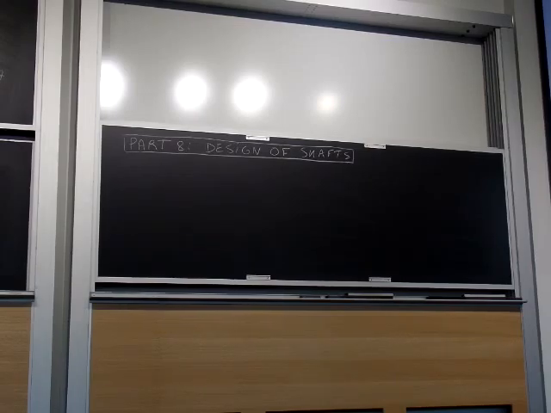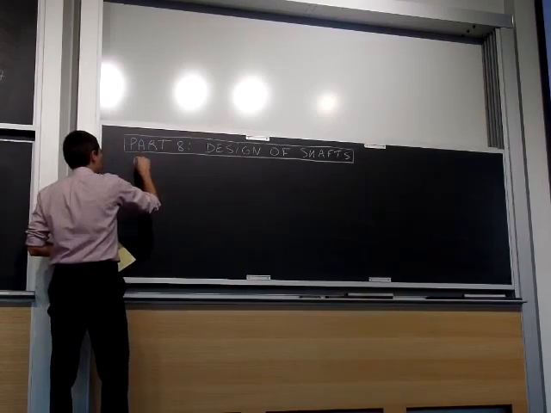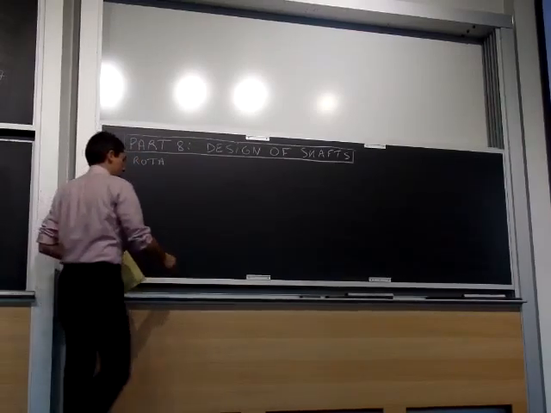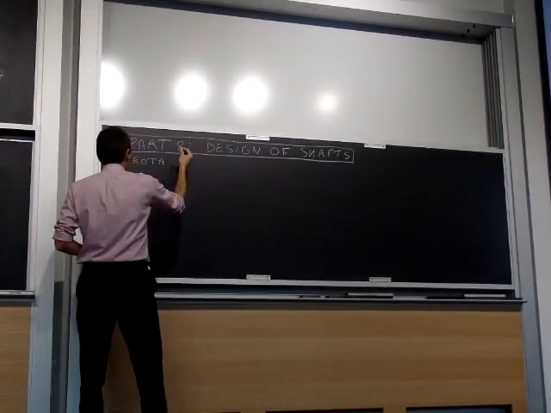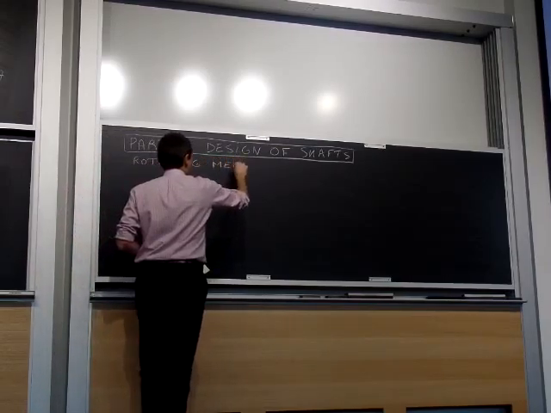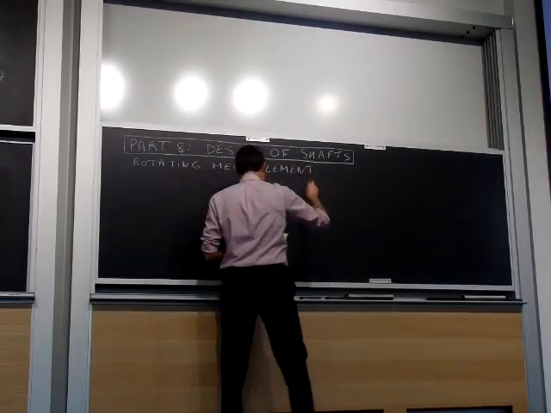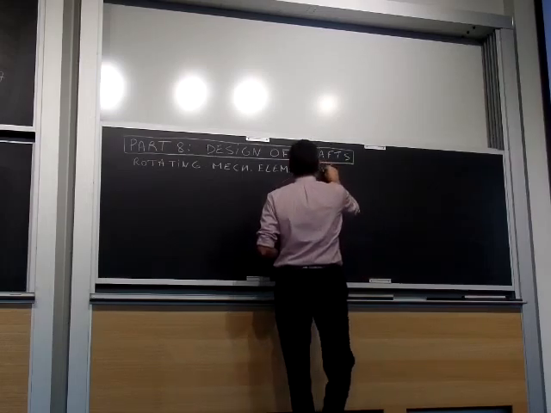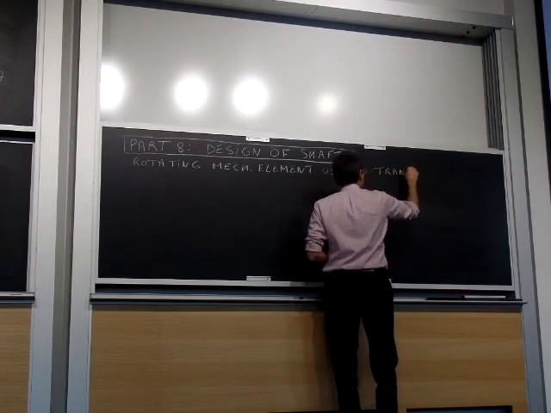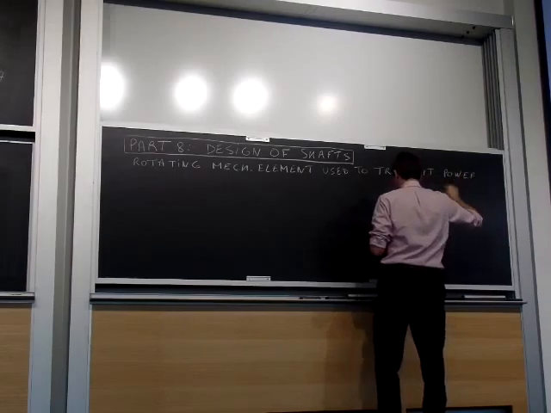So what is a shaft? A shaft is a rotating mechanical element. Although rotating, you can have stationary shafts too, actually. But I'm going to write rotating. Rotating mechanical element, used to transmit power or motion.